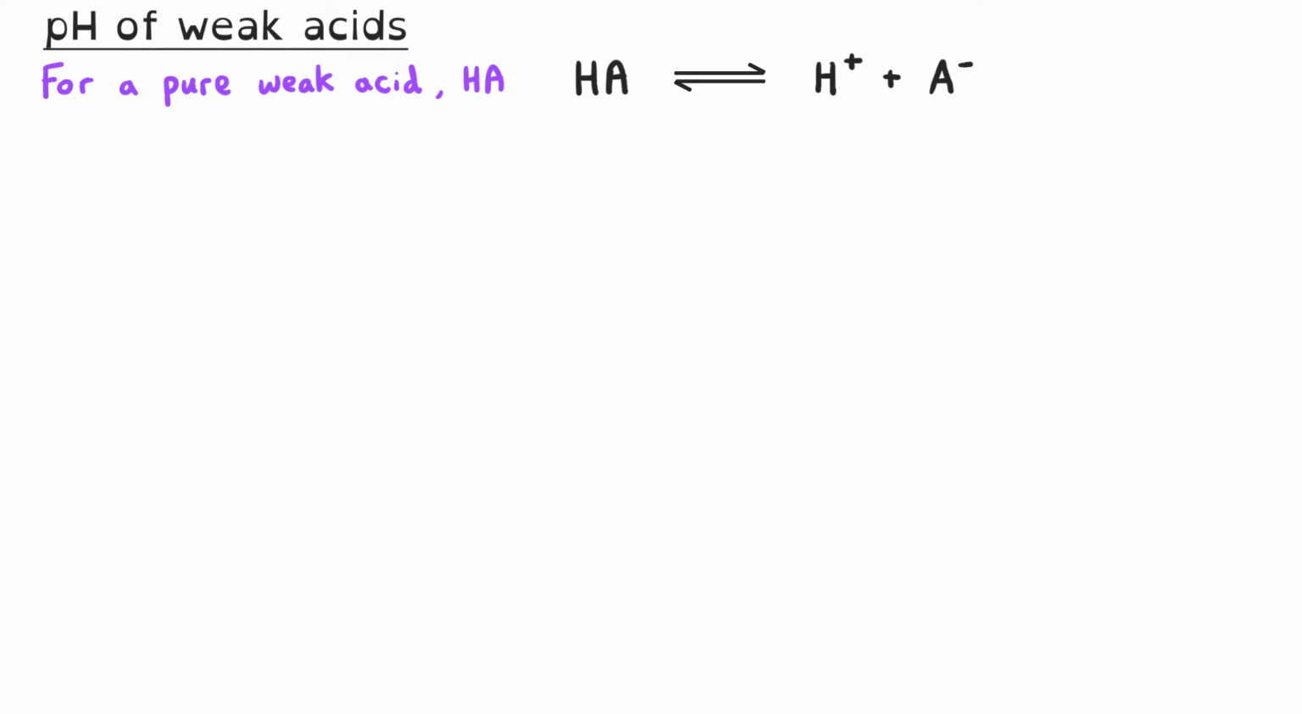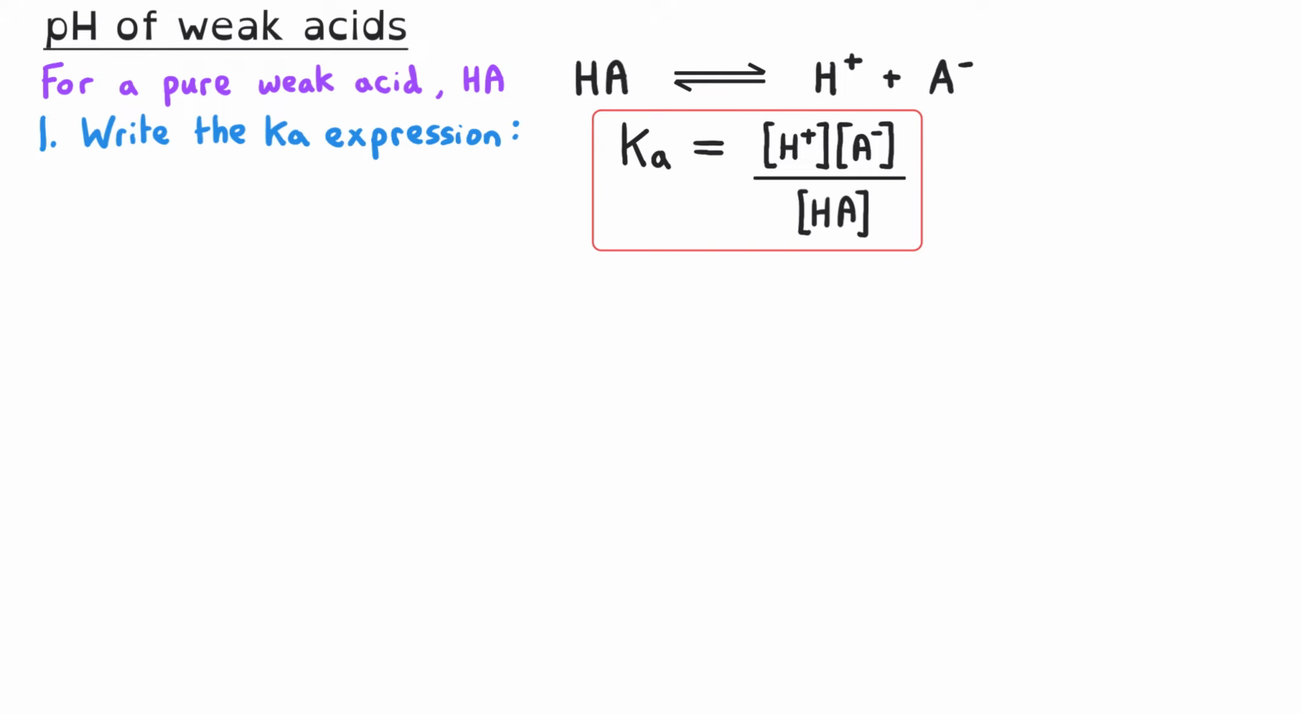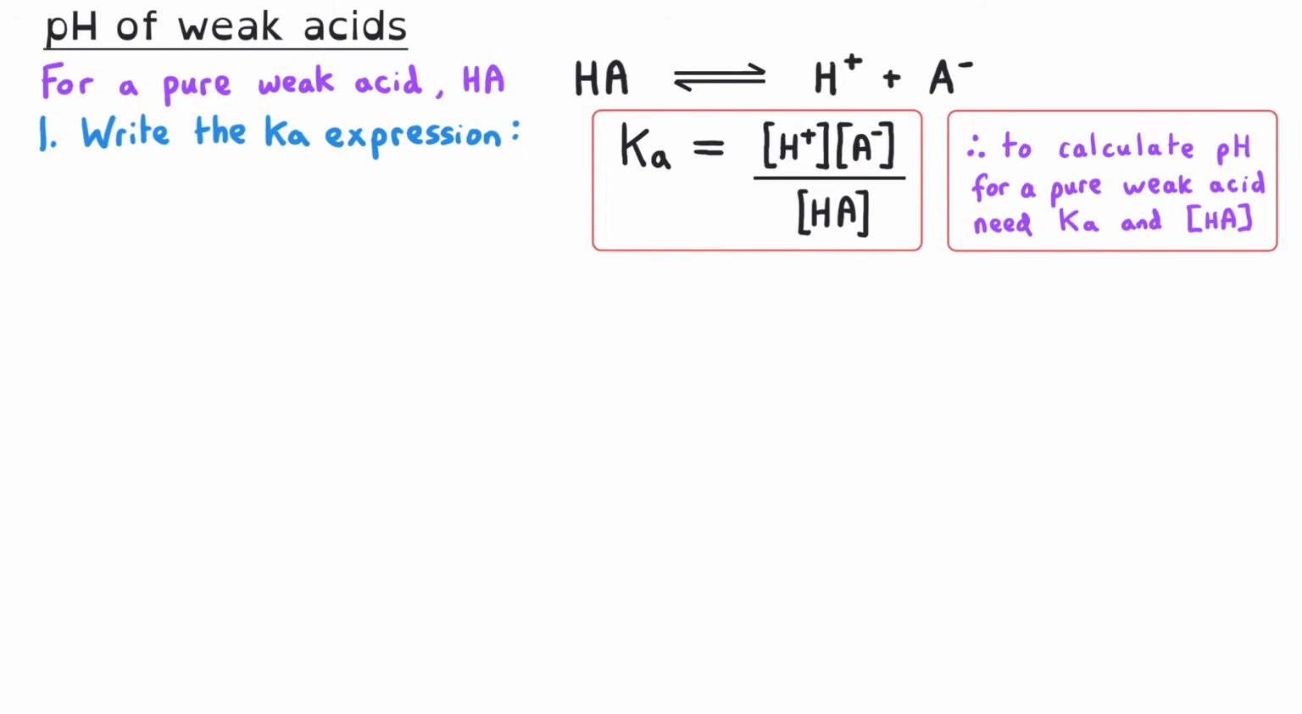To calculate the pH for a pure weak acid, we need to recognize the generic equilibrium for the dissociation of this weak acid and then construct the Ka expression. And this gives us Ka equals hydrogen ion concentration multiplied by A- concentration divided by the undissociated acid concentration. And so to calculate the pH for a weak acid, we only need to know the Ka and the undissociated acid concentration. Remember, if you'd been asked to write the Ka expression for a named acid, you wouldn't use HA, you'd use the formula of that weak acid and of its conjugate base.